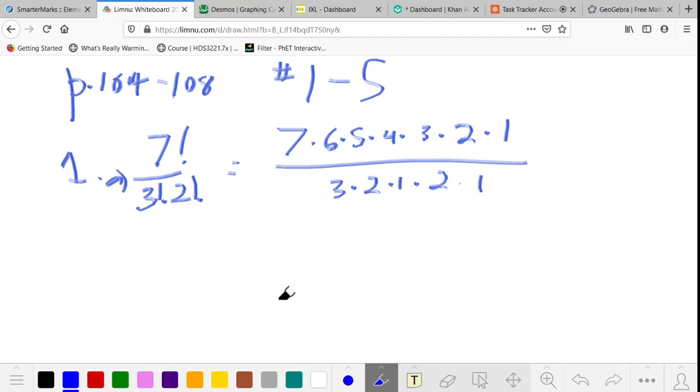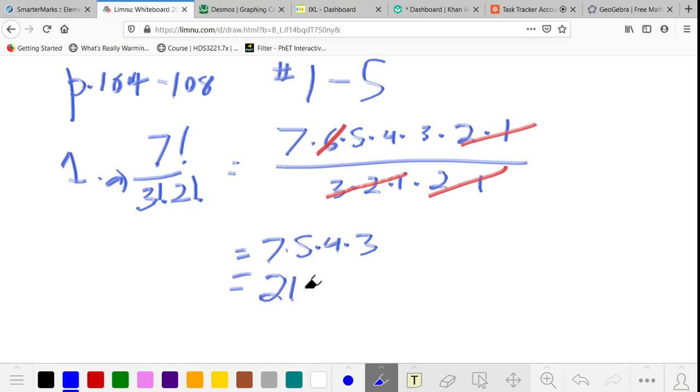Well, let me change colors here. We could cancel the 2 and the 1. We could say 3 times 2 times 1 is 6. So this is going to be the same as 7 times 5 times 4 times 3. So that is 21 times 20 by grouping the 5 and the 4 and the 3 and the 7. For mental math, it's 420.